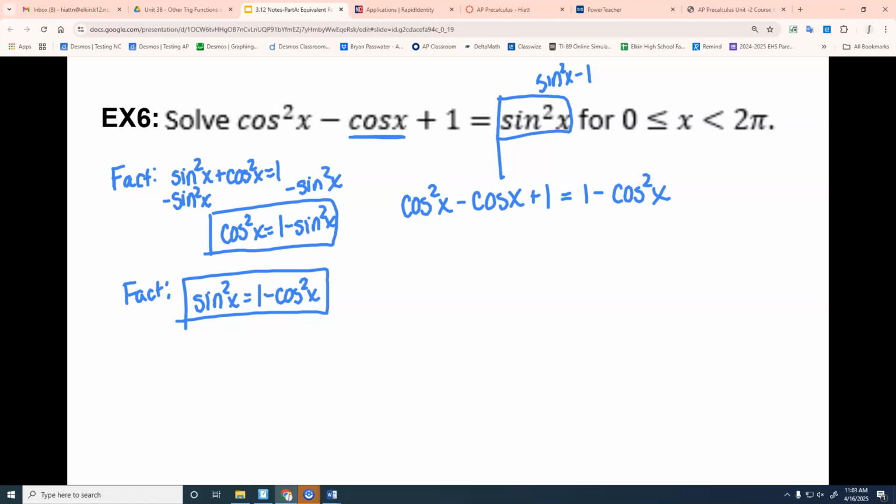Now, it would be okay, Molly, if you would like to move that 1 over. You could replace it with negative cosine squared x. You'll get the same answer if you do it that way. For this, I probably just need to move everything to one side, because I've got squares here. So if I subtract this 1 right here, that's just going to cancel on both sides. I'm going to add my cosine squared x. So I got 2 cosine squared x minus cosine x equals 0.